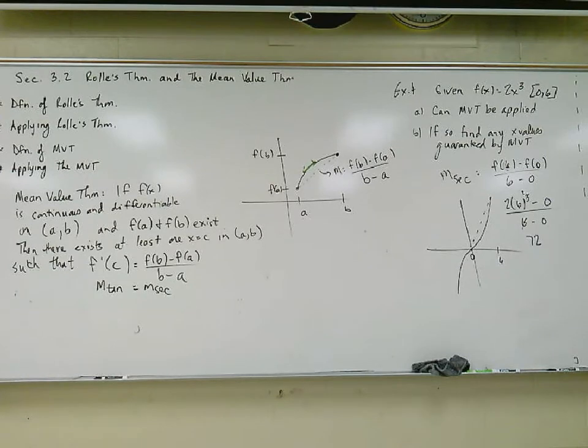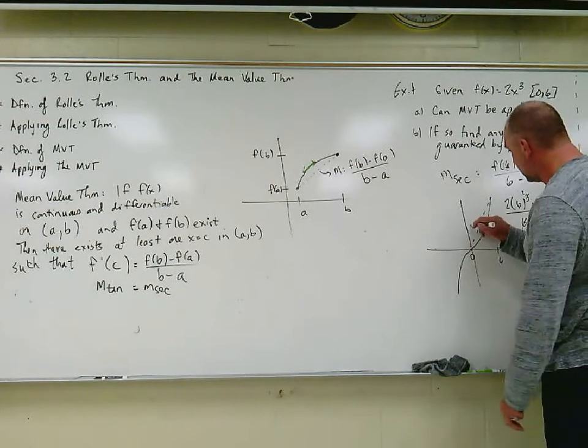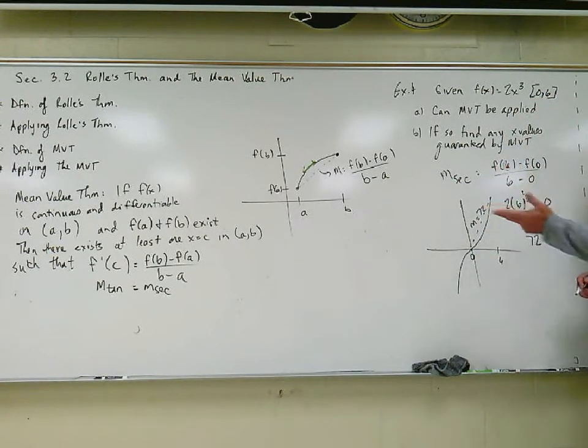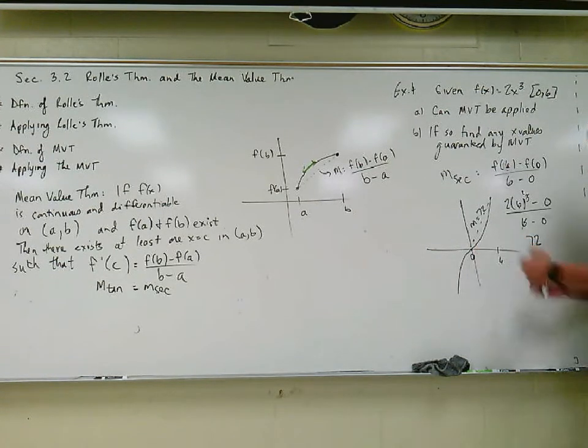So the difference now is you're not setting your derivative equal to 0. You're trying to figure out where the slope is 72. So where along this curve is there a slope of 72? That's what we're trying to find. Okay? Between 0 and 6. Everybody see how I got 72? You understand I'm just doing slope, right? I've got to find changing y over changing x.